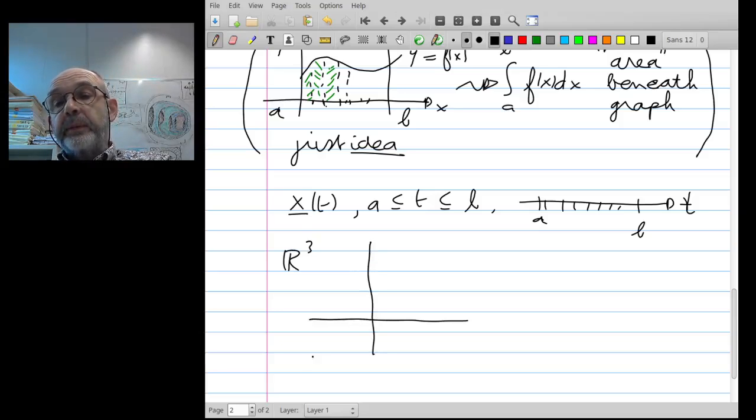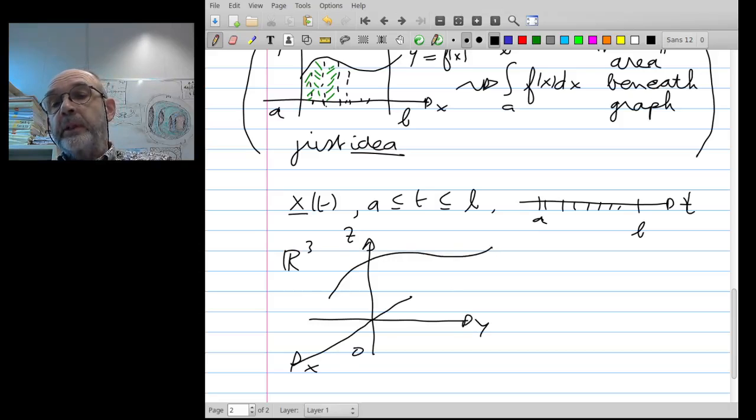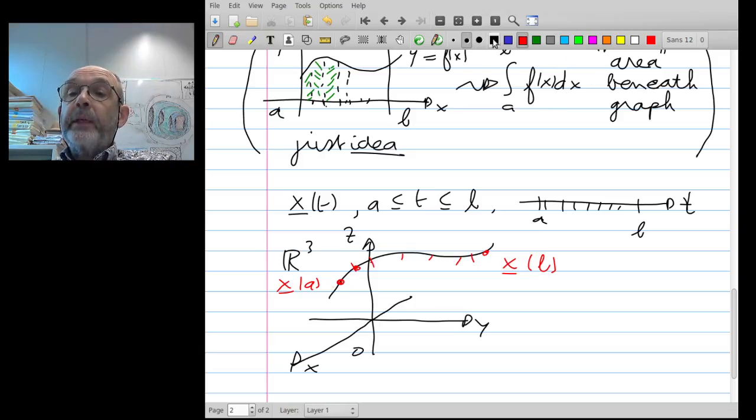Now you have your x, y, and z axis and the origin. You have your curve here, and if you fill in those values of t, you start with x(a), here you have x(b), and then you see, for instance, if you fill in the first step, you get the first part here, and you go on like so. Now you want to calculate the integral of that. Now what to do?